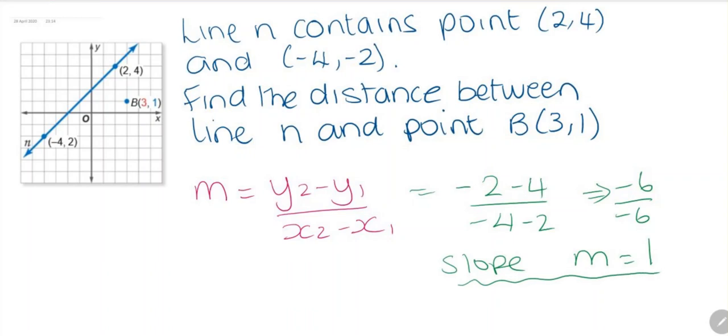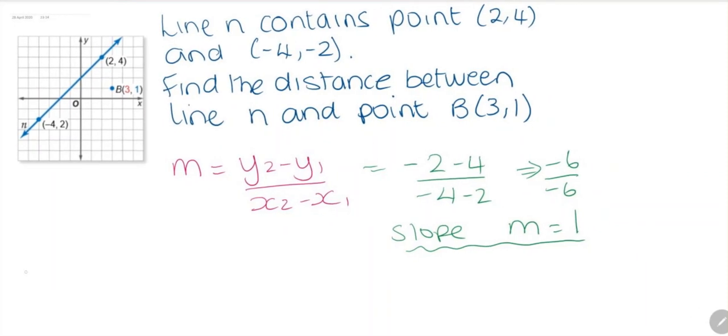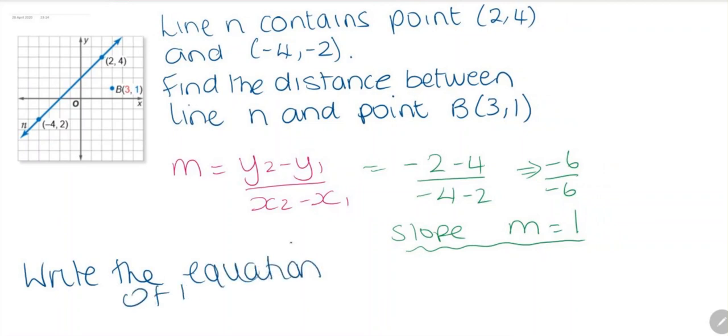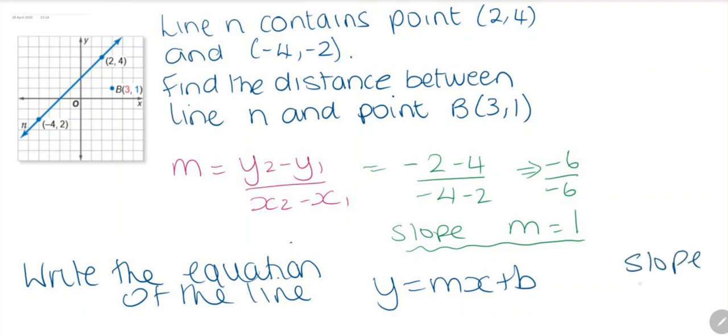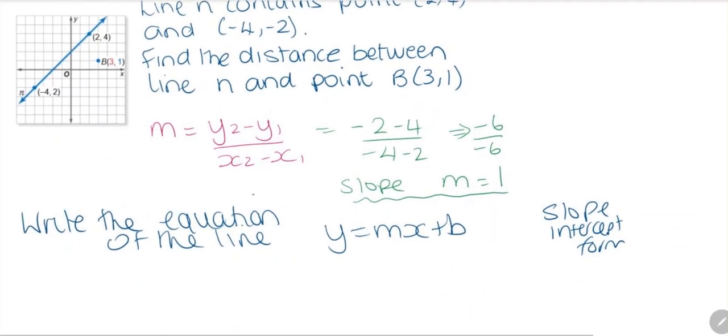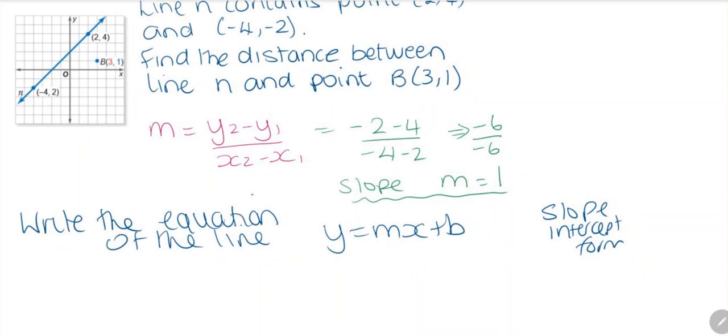So we need to write an equation for the line. That's our next step. So write the equation of the line. We're going to use the slope intercept form. So we need to use y equals mx plus b, which is slope intercept form. So to do that, the values we're going to use: we're going to put in 4. The slope is 1. The value we're using is 2. And that is plus b.